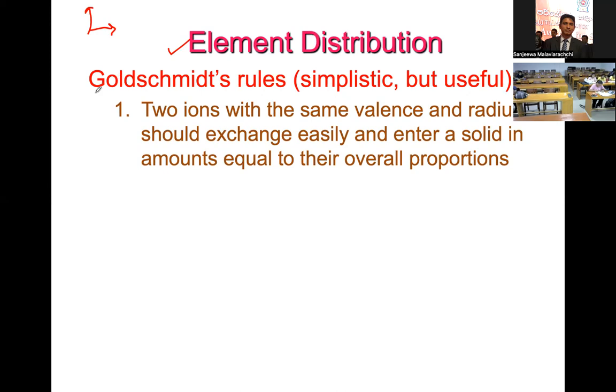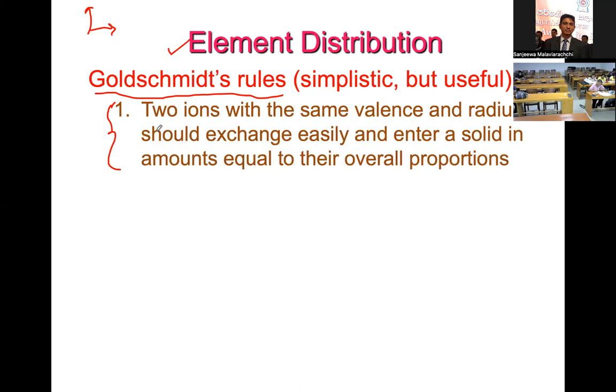So Goldschmidt, who classified the elements, has also made a set of rules. There are 3 rules we call Goldschmidt's rules on trace element distribution. Sorry, not trace element distribution, I mean elemental distribution. You can call it Goldschmidt's rules for elemental distribution, because there is another rule for trace elements separately, but anyway, we'll keep it like that.